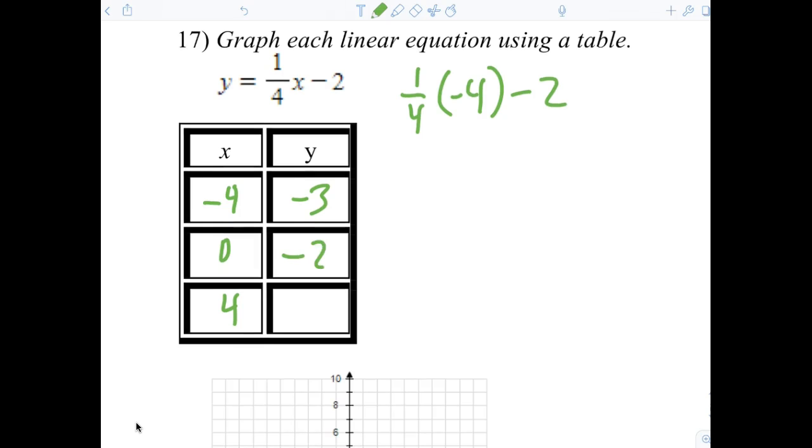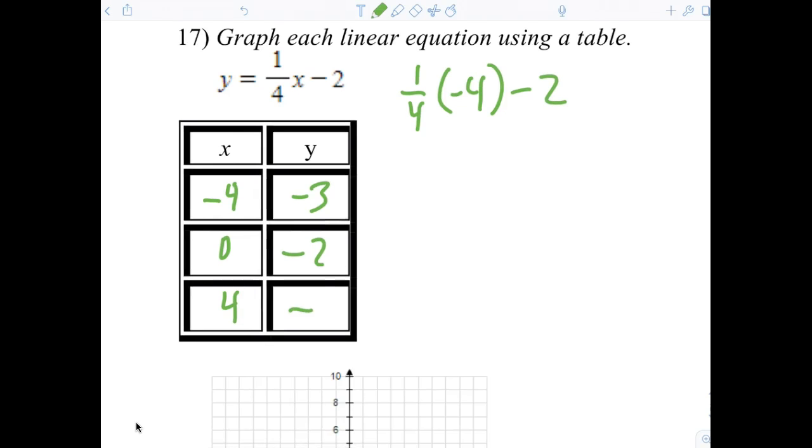Now, the next one's obviously going to be what? Negative 1, because we can follow patterns. All right, is everybody happy with that? Now, do you see how using a table is kind of dumb? Because we should be able to look at that and say, how do I graph that? Y equals... So what do I do? I'm asking you how to graph it.